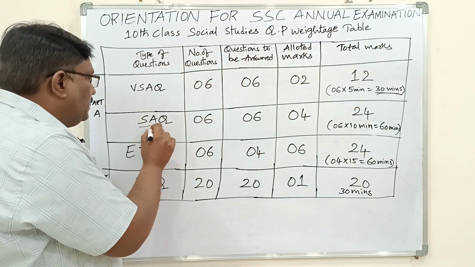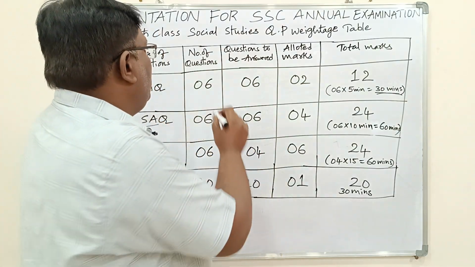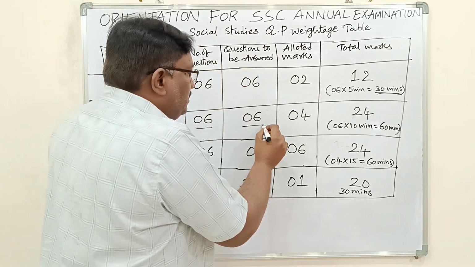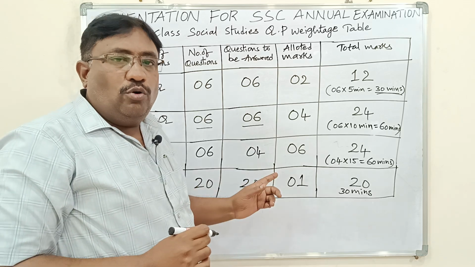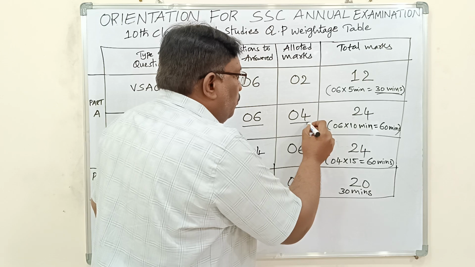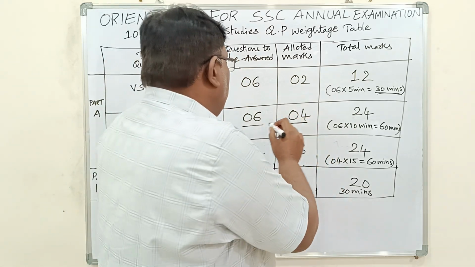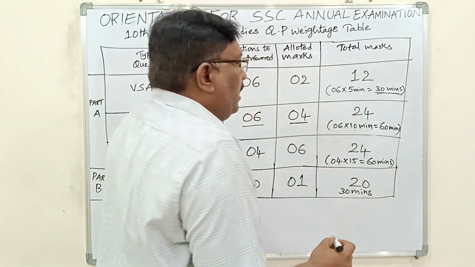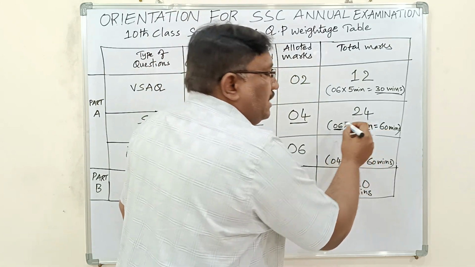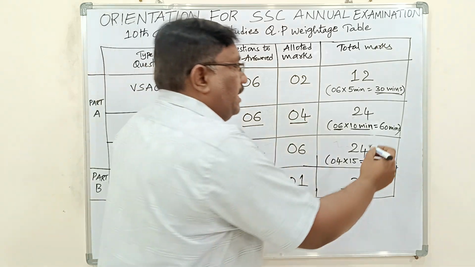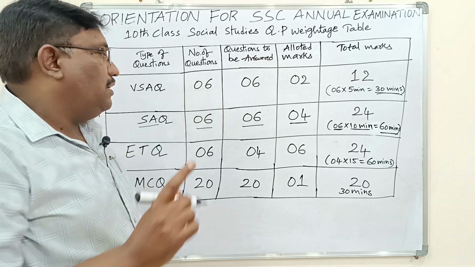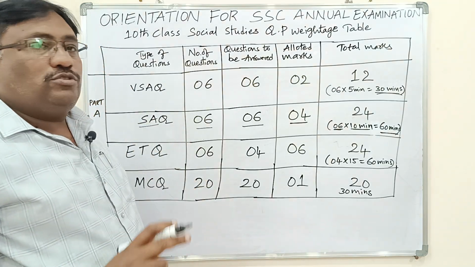Coming to the second section, short answer type questions. Here also we have 6 questions and the questions to be answered are 6. In Section 2 also we don't have any choice, and the marks allotted are 4 marks for every question. So 4 sixes are 24 marks. For these 6 questions, we have to allocate at least 10 minutes for each question, which will take 60 minutes, that is 1 hour. So we have to spend 1 hour on the second section, where we can score very good marks.